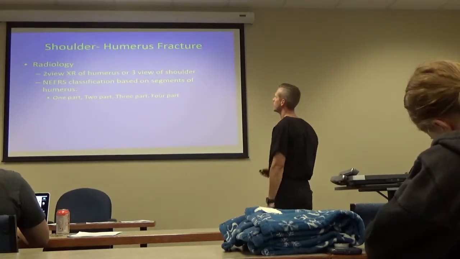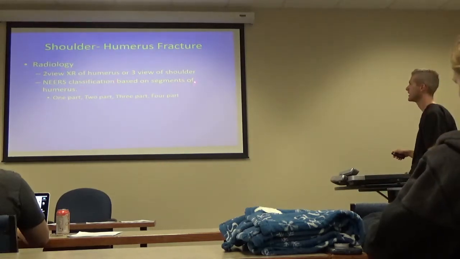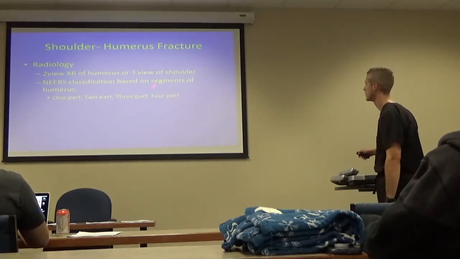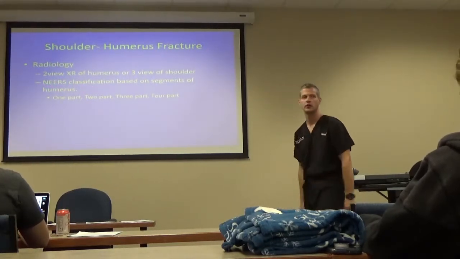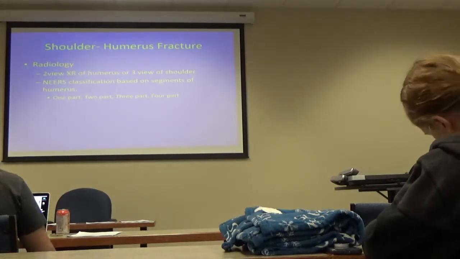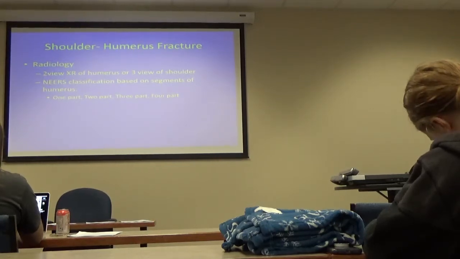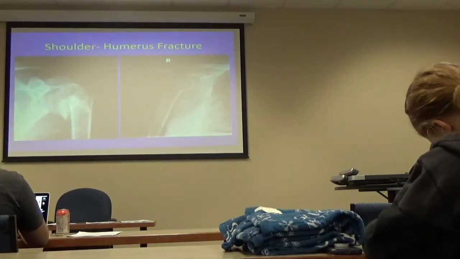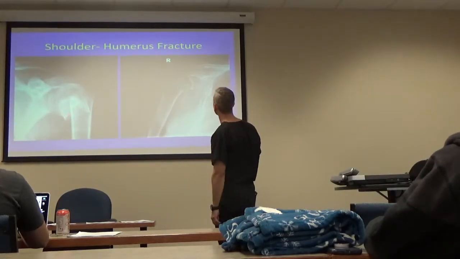Good. 2-view X-ray of the humerus, 3-view of the shoulder. Neer classification is based on the segment of the humerus: 1 part, 2 part, 3 part, 4 part. In your lecture handout notes, review the Neer classification. That's typically another kind of gimme question that somebody will ask you about different Neer classifications. Learn them now, don't practice orthopedics, get them later. So obviously you can see here we have a proximal humeral head fracture here.